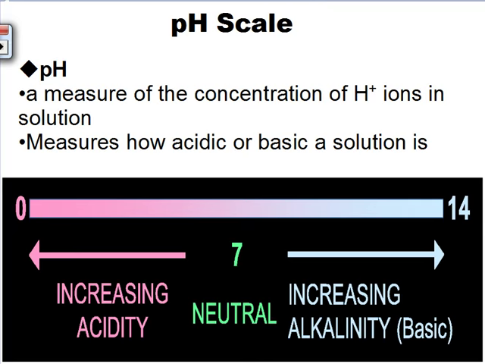Since the scale is measuring the concentration of hydrogen ions, the more hydrogen ions there are in the solution, the more acidic it is. Over on the alkalinity side, these have fewer hydrogen ions. If they have few or none, it is considered a base.